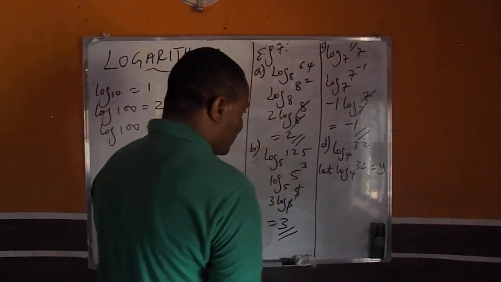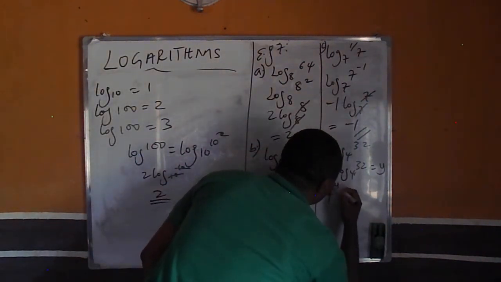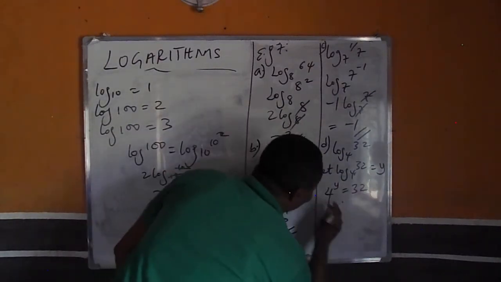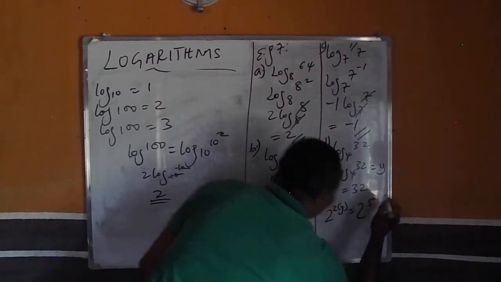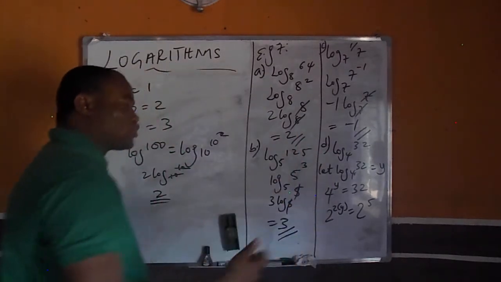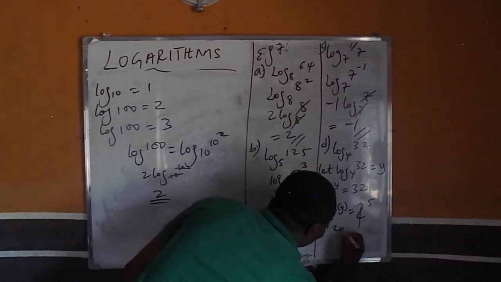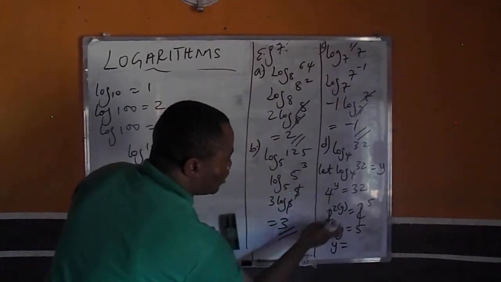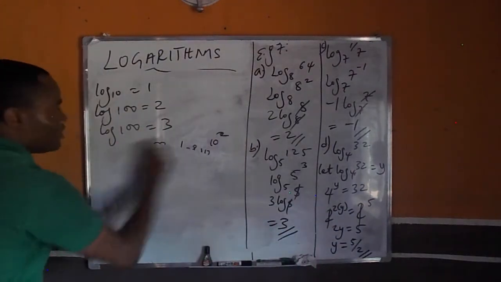Now, log base 4 of 32 equals y. This means 4 raised to power y equals 32. Then 4 is 2 raised to power 2, so 2 raised to power 2y equals 2 raised to power 5 here. 2 raised to power 5 is the same as 32, that is 2 times 2 times 2 times 2 times 2, in 5 places, giving 32. The 2s cancel, then we have 2y equals 5. Therefore, dividing both sides by 2, y equals 5 all over 2. That is our answer for that.